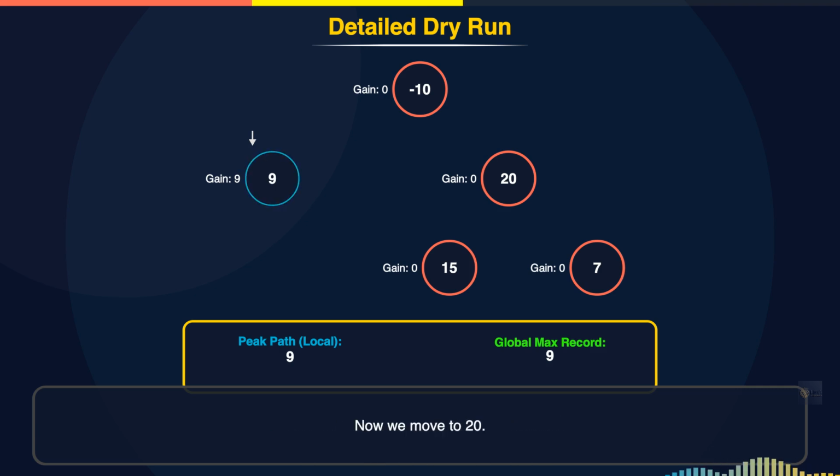Now we move to the right child of the root, 20. It also waits for its children. 20's left child is 15. It is a leaf, so its branch gain is 15, and our global max becomes 15. 20's right child is 7. Its gain is 7, but it doesn't beat our current maximum of 15.